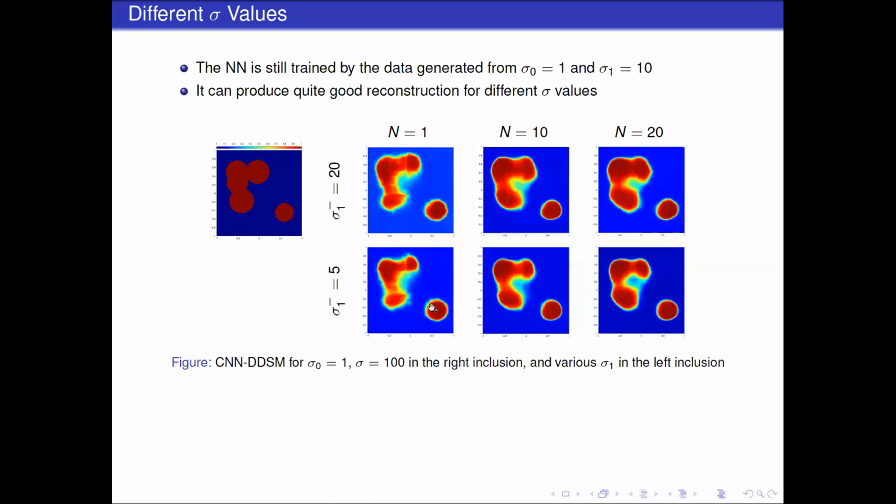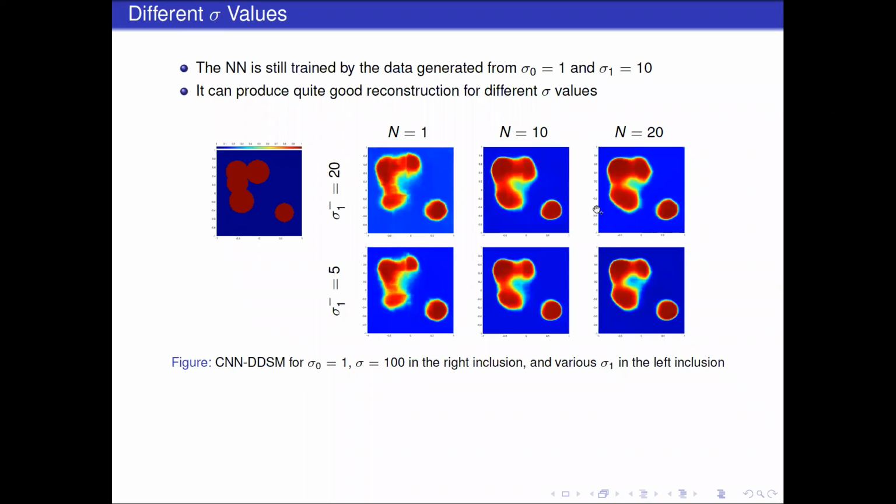So, for example, if this part has conductivity 20, this part has conductivity 5, and this part has conductivity 100, you can see the reconstruction is not affected by those different conductivity values and is almost as good as the original one. So this is very interesting. This means that it has a really good extrapolation property to different conductivity values.